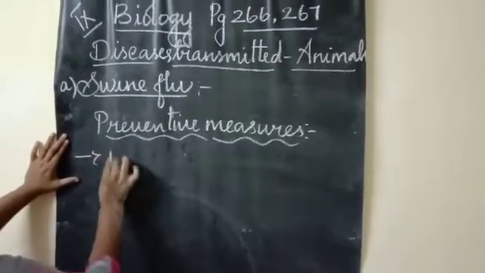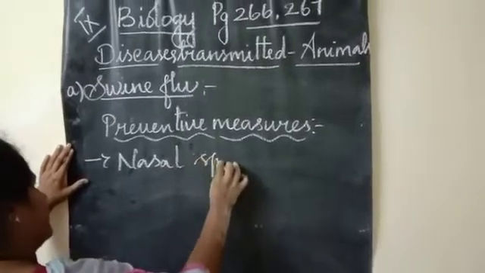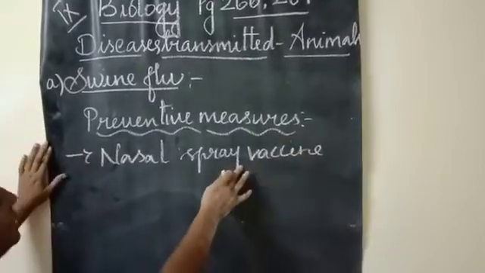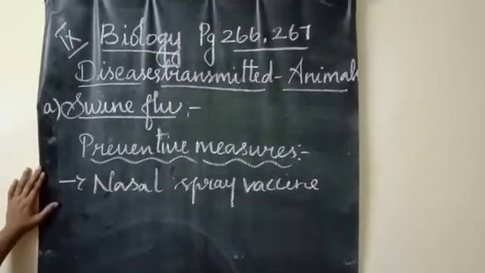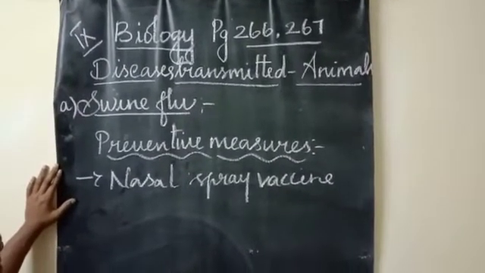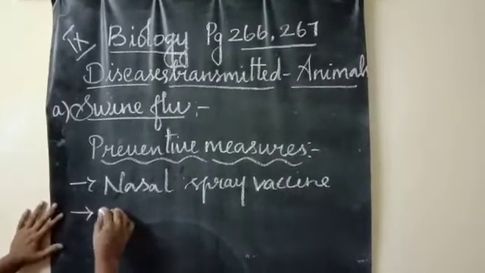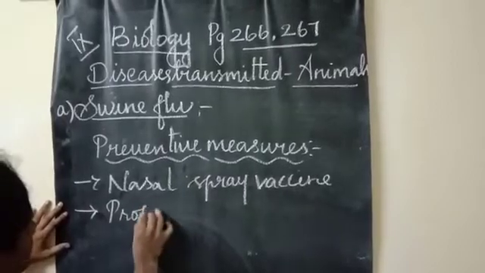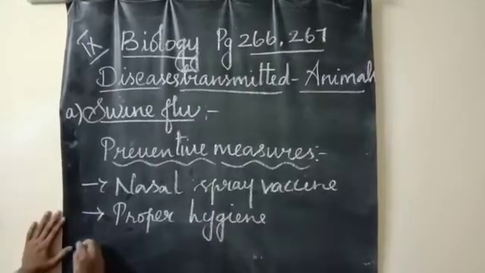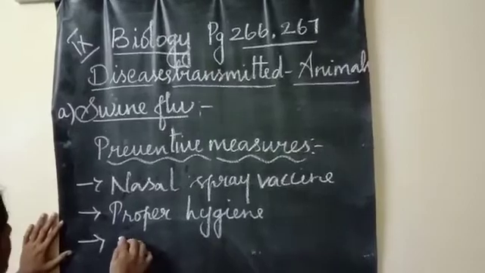By using a nasal spray vaccine. We can go for a nasal spray vaccine, through the nose. They press some medicines in, and that is called a nasal spray vaccine. And next, proper hygiene, and proper rest, we can say.